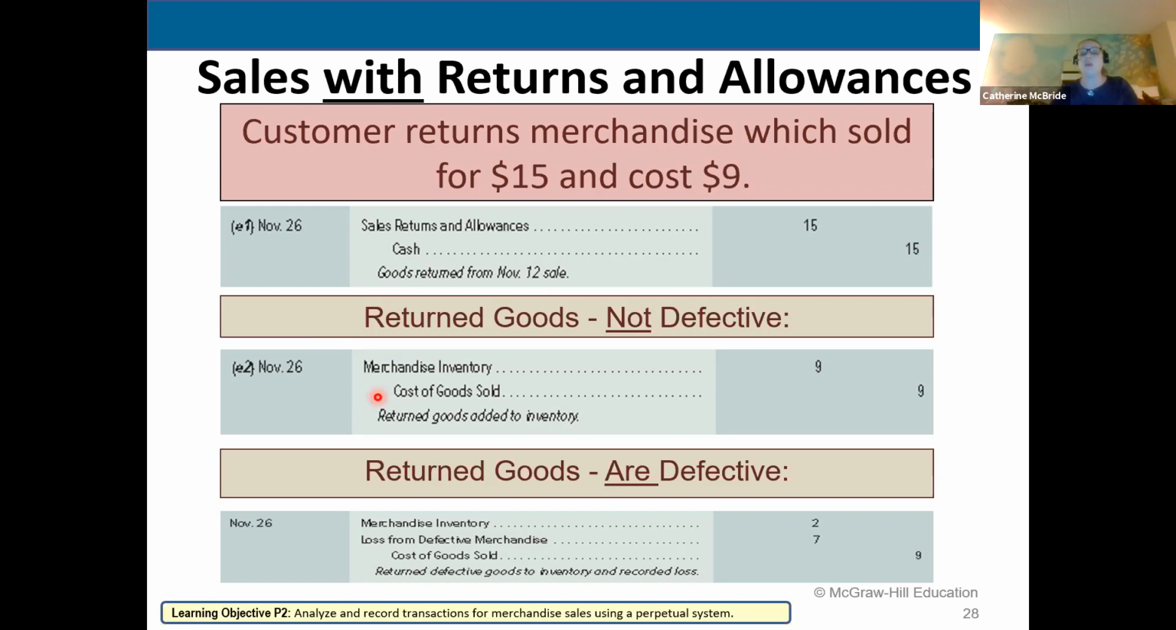Now, let's say the goods are defective. We can't just put it into inventory at full value. So we're going to put it into inventory at what we think we can sell it for. So we'll put it into merchandise inventory at $2 in this case. We're going to record a loss from defective merchandise and then take the $9 back out of cost of goods sold.